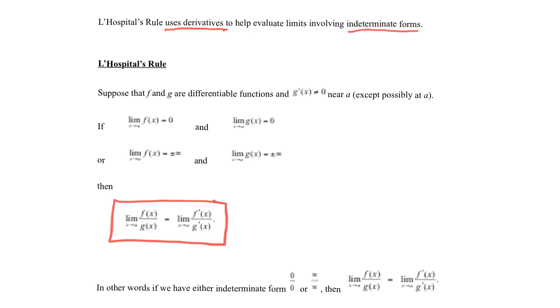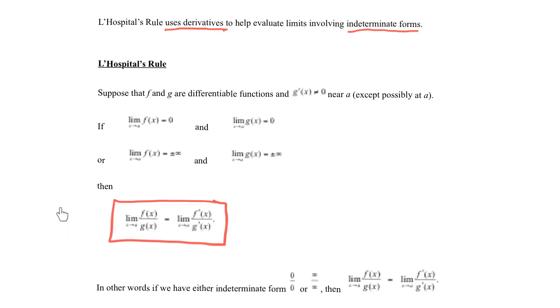It says that the limit of f of x over g of x is exactly the same as the limit of f prime of x over g prime of x. So we individually take these derivatives. It's not the quotient rule. That's a really easy mistake to make, but it's just the individual derivative: f of x, f prime of x, g of x, g prime of x. And L'Hopital's rule says that these will be the same. The limit of f of x over g of x is exactly the same as the limit of f prime of x over g prime of x.